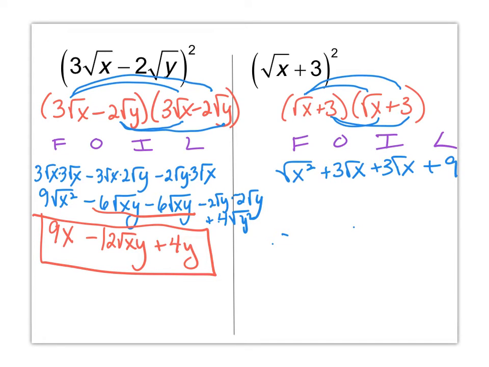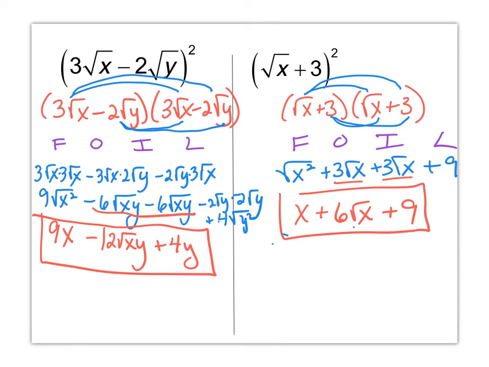Now we can simplify and combine like terms. The first term, square root of x squared, can be simplified to x. The middle two terms are like terms, so we can combine those. 3 square root of x plus another 3 square root of x is 6 square root of x. And then finally, that last term is a plus 9. So we end up with x plus 6 square root of x plus 9.